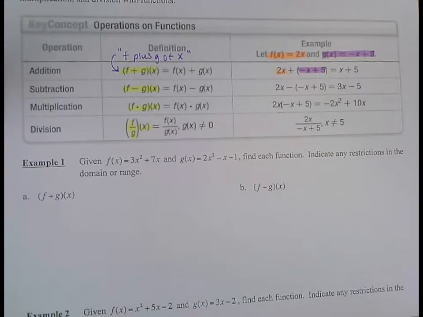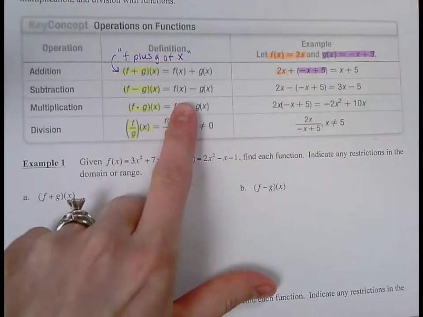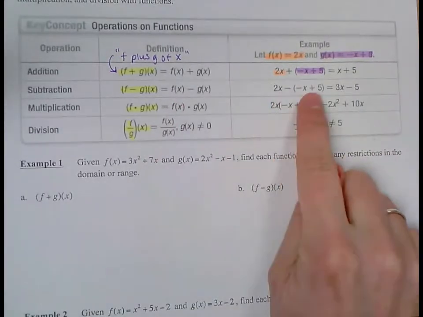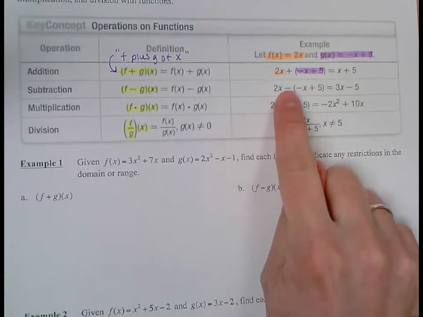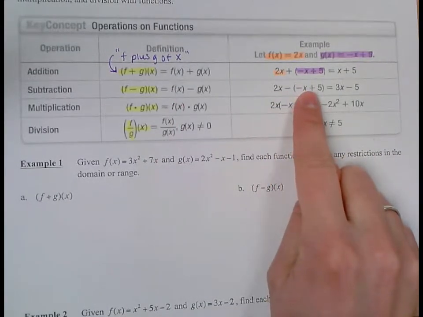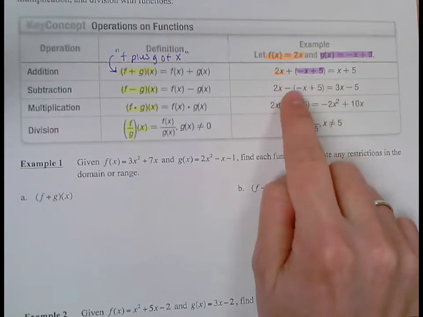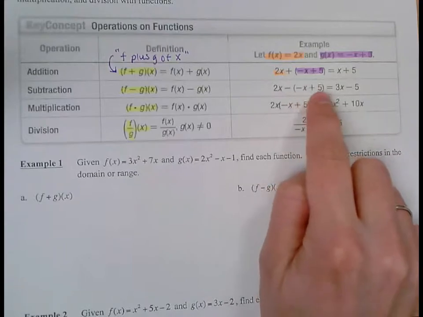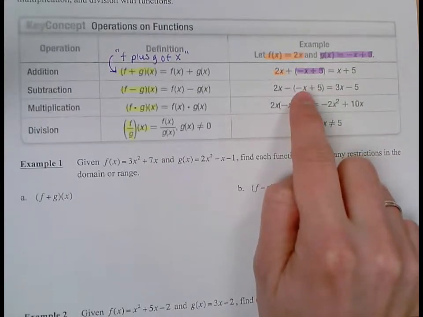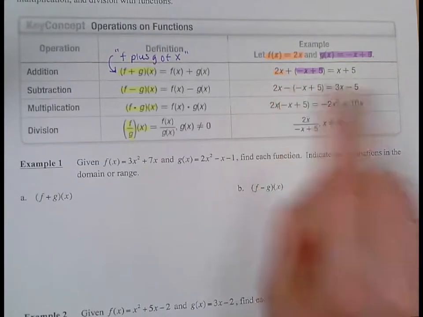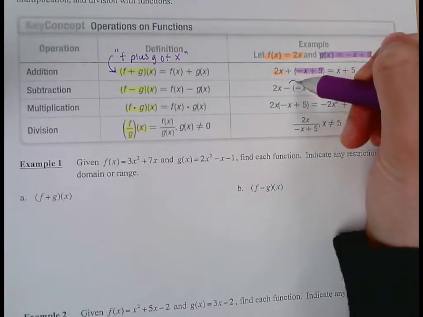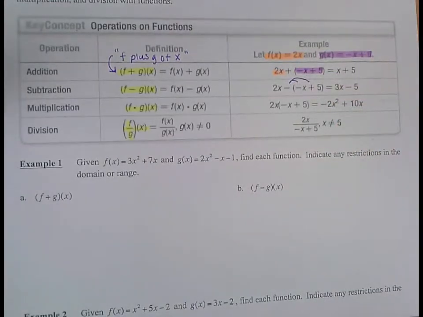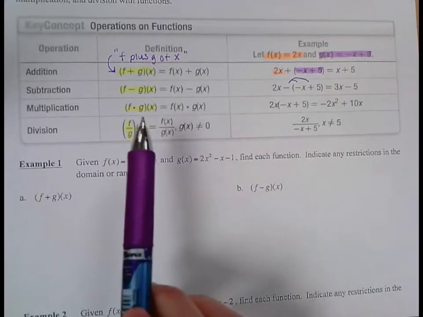Then f minus g of x, the next one for subtraction, same idea, but you're subtracting. So f minus g of x is f of x minus g of x. You can see in that example, they're taking 2x and subtracting negative x plus 5. And notice up here it didn't really matter, but with subtraction, it does matter that this second polynomial or second function is in parentheses because you would have to distribute that minus sign when you're simplifying it. We talked about that in Chapter 5.